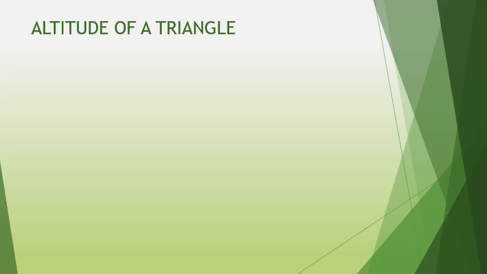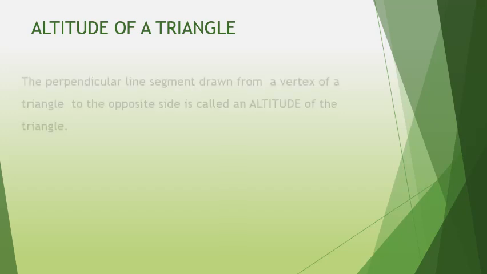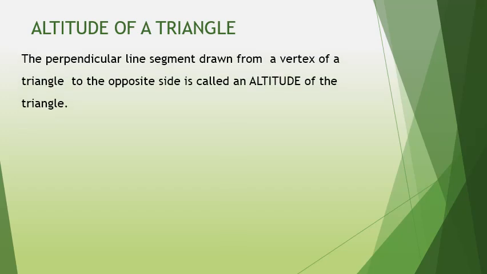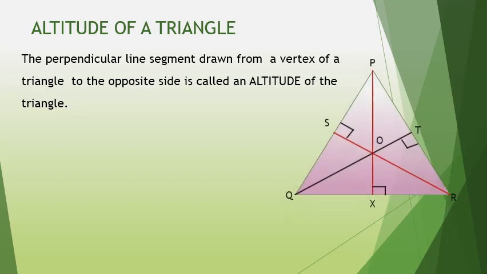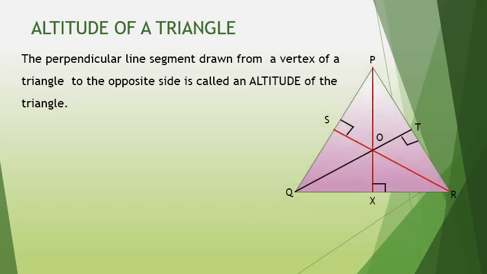Next we can study about the altitude of a triangle. What is meant by the altitude of a triangle? The perpendicular line segment drawn from a vertex of a triangle to the opposite side is called an altitude of the triangle. It is just like a median, but here the line segment should be perpendicular.